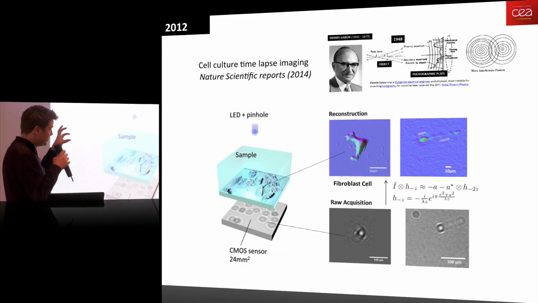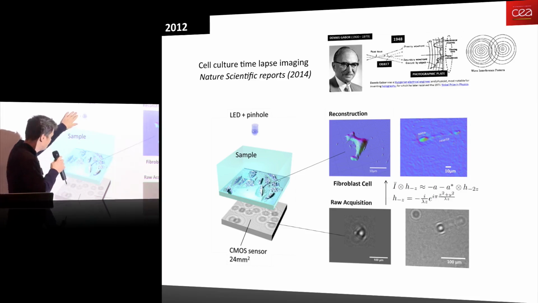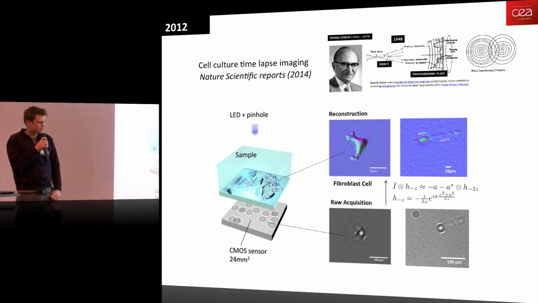We are using physics. I will try to explain to you by hand how it works, because there is no magnification. This is the LED. These are the cells. And 2 millimeters away, there is the sensor. And what we are looking at are diffraction patterns. So what are diffraction patterns?